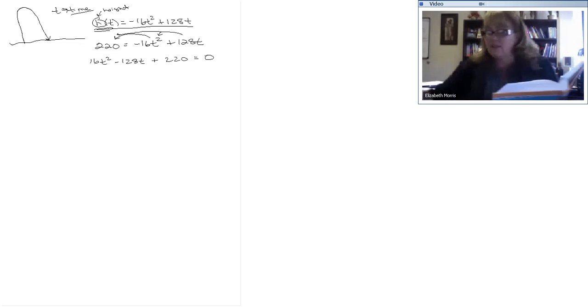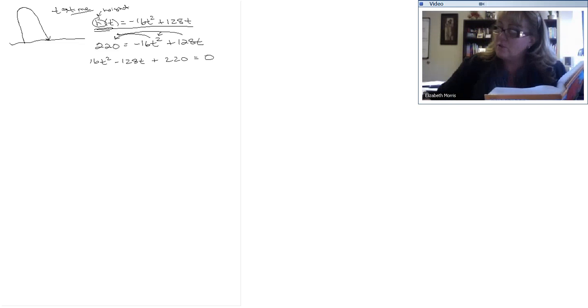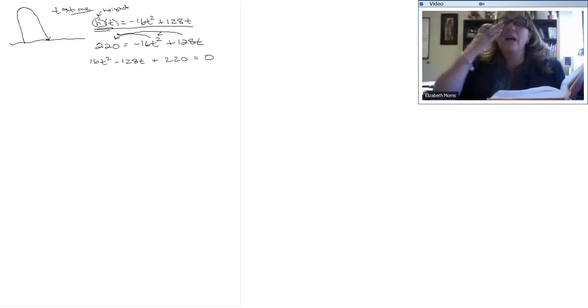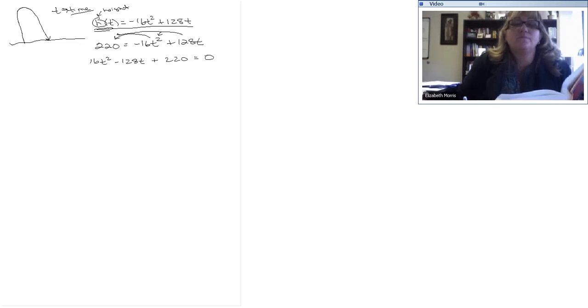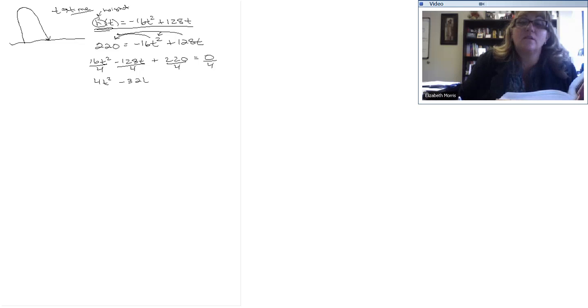Now, we need to factor. And the first rule of factoring is, what can you take out? Let me see. Does 220 divide by 16? No. Divided by 8? No. 220 divided by 4? Yes. We can take a 4 out. You can just divide everything by 4. This is another little shortcut, okay? So you get 4t squared minus 32t plus 55 equals 0, because 0 divided by 4 is still 0.